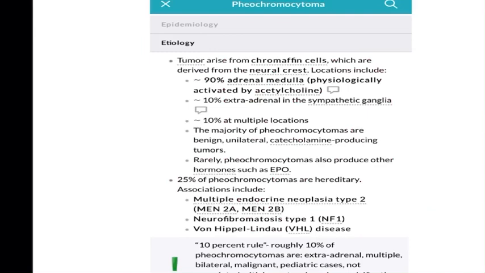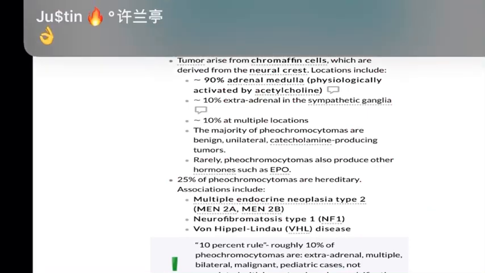Now etiology means the causes. The tumor arises from chromaffin cells, which are derived from the neural crest, with physiological activity by acetylcholine. 90% are adrenal medulla tumors, but it can also occur extra-medullary. The sympathetic ganglia will be affected, and 10% will be extra-adrenal. Also, there is association with multiple endocrine neoplasia.